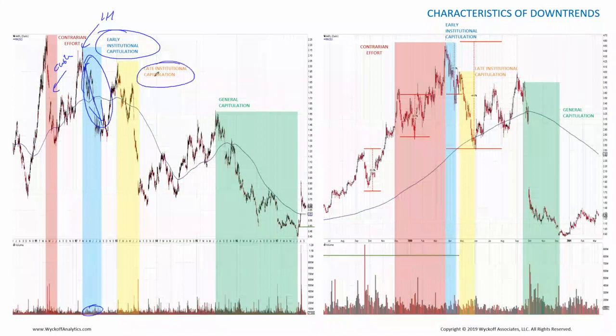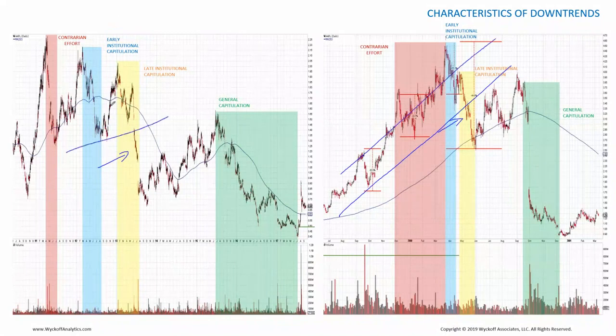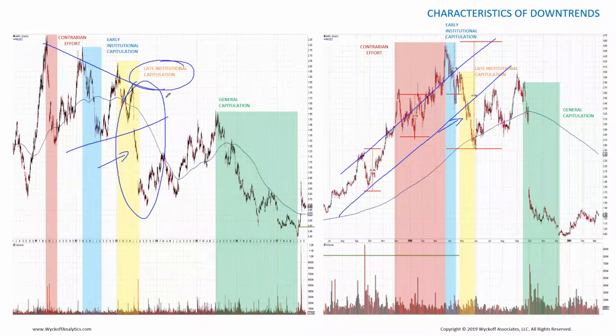Late institutional capitulation is going to be associated with the continuation of the deterioration. Usually, late institutional capitulation is such that the break of the current environment or trend is going to be very obvious. And why are we talking about all of these things? Well, because if you recognize the characteristics of late institutional capitulation, this is where you want your swing trades to happen, obviously in this case to the downside. So you would initiate the trade here. You would also initiate the swing trades during the general capitulation phase.